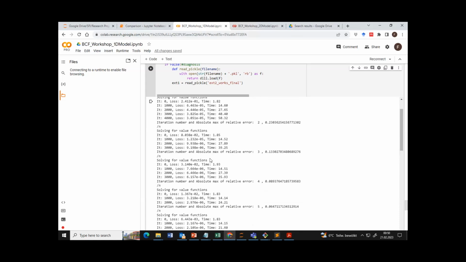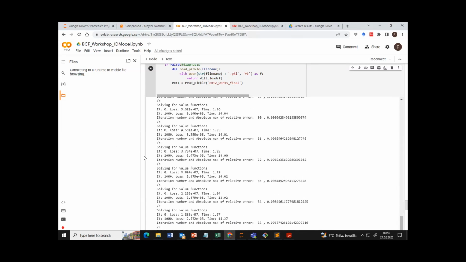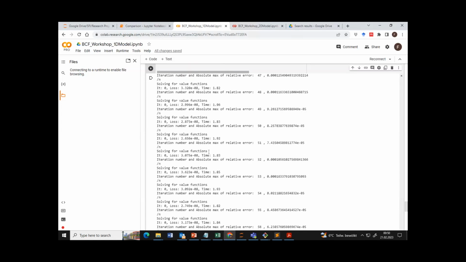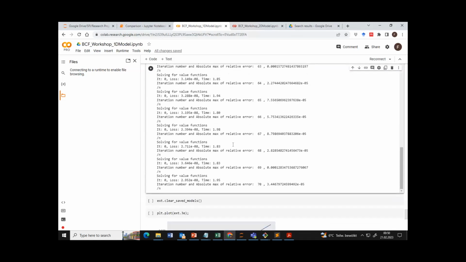All right, as the iteration progresses, I basically let it run. After 70 iterations, the absolute max error was less than 10 to the power minus 5. And so it just stopped and it converged.